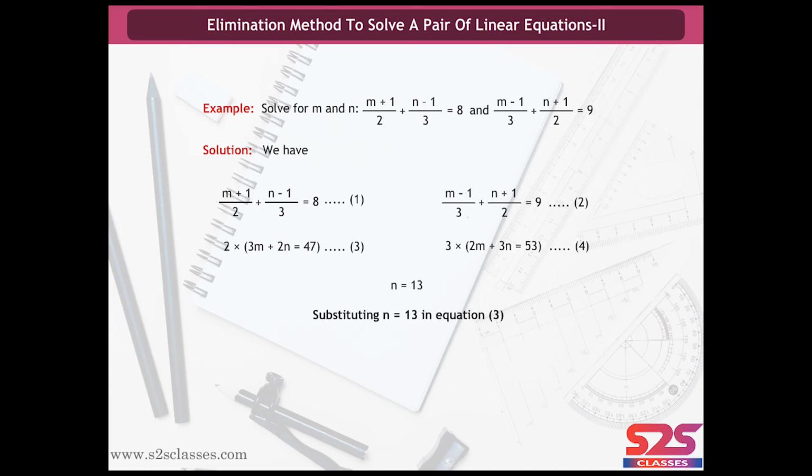Now substitute the value n is equal to 13 in equation 3 and we get 3m plus 26 is equal to 47, or 3m is equal to 47 minus 26 is equal to 21, or simply m is equal to 7. So we get the values of m and n as 7 and 13.